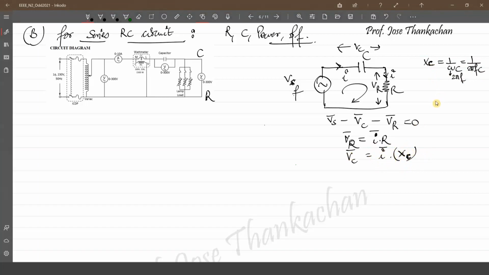So what is the actual relationship for a capacitor? If this is your voltage across the capacitor Vc, then in a capacitor, the current leads the voltage by 90 degrees. So the current I through the capacitor leads the voltage by 90 degrees. Now how to represent that 90 degree lead here? For an inductor it was lagging, but for the capacitor it is leading by 90 degrees.